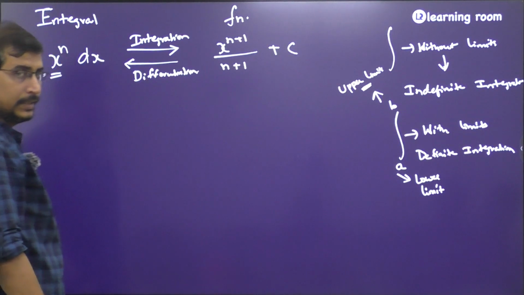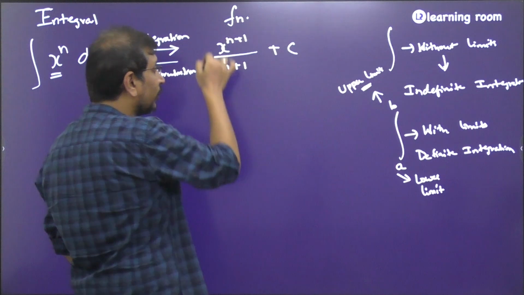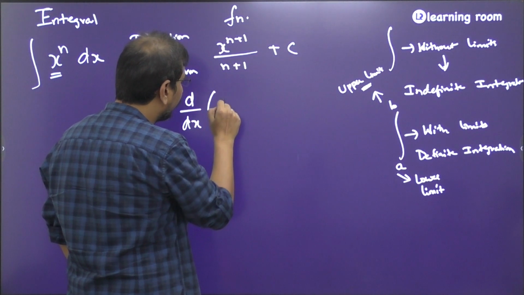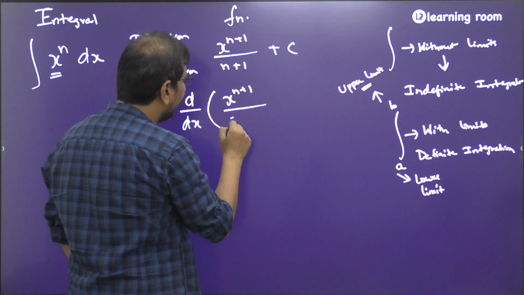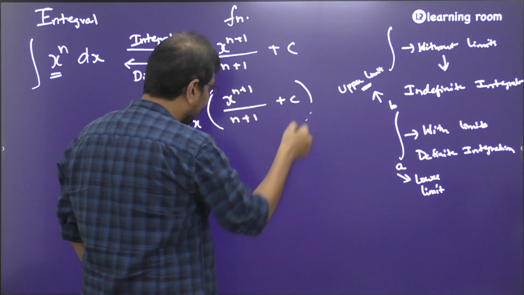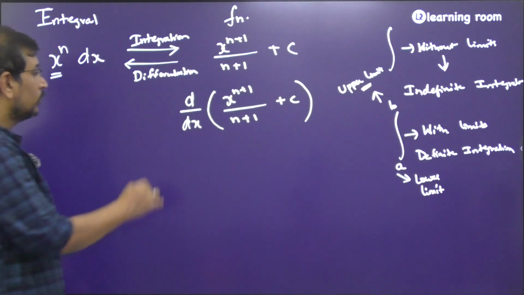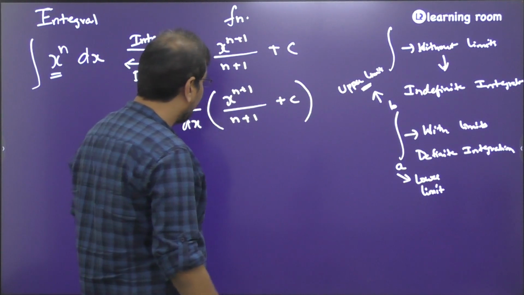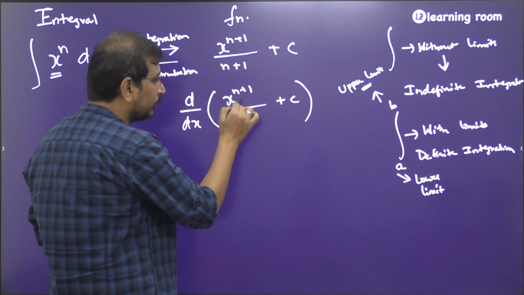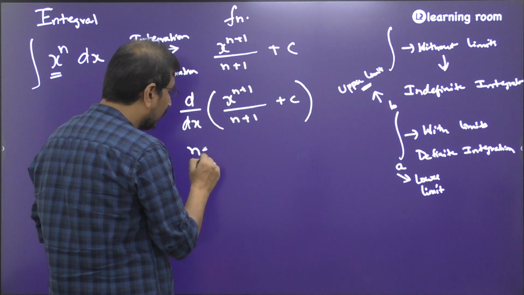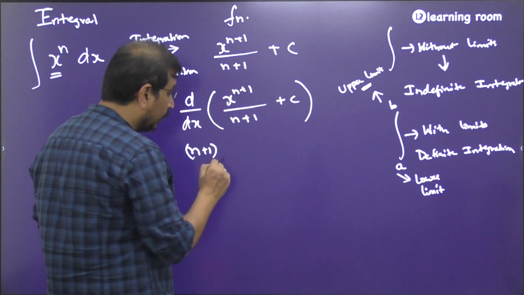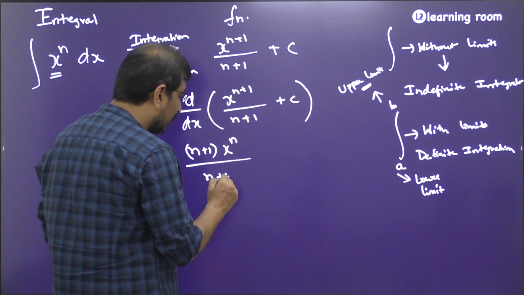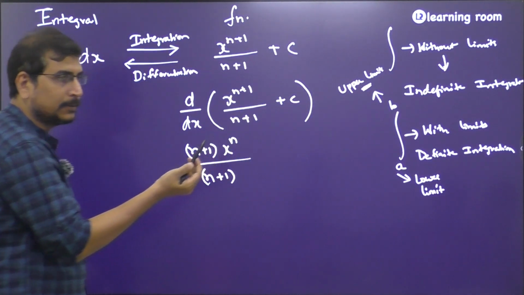differentiation, right? So if I ask you to differentiate this, what will you tell me? d by dx of x power n plus 1 divided by n plus 1 plus c. So this is one function, this is another function, right? So what will I get? Derivative of x power n plus 1 by n plus 1 is going to be n plus 1 into x power n, the whole divided by n plus 1, because n plus 1 is a constant.